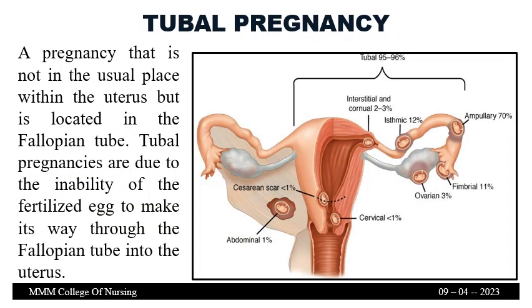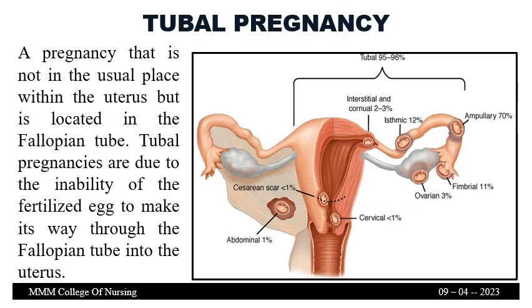So first we are going to see about tubal pregnancy. We'll see all the types of pregnancy one by one. The first is the tubal pregnancy, that is the pregnancy occurring in the fallopian tube. A pregnancy that is not in the usual place within the uterus but is located in the fallopian tube. Tubal pregnancies are due to the inability of the fertilized egg to make its way through the fallopian tube into the uterus. So that is why the implantation occurs in the fallopian tube. The fertilized egg couldn't reach the endometrium, so it gets implanted in the tube itself.